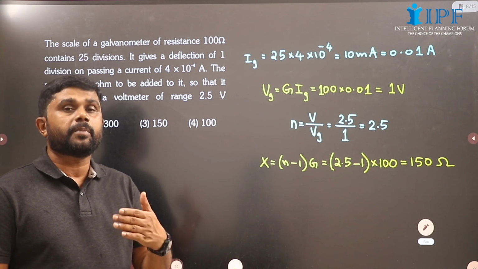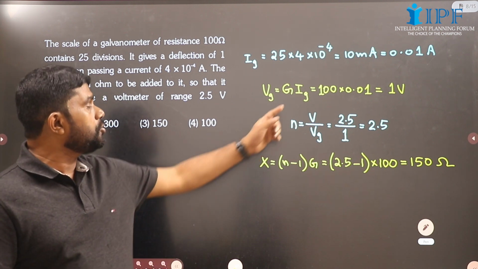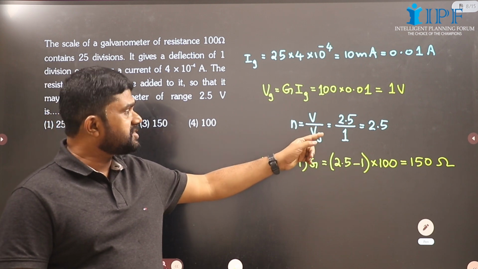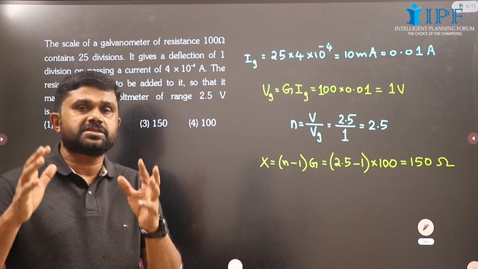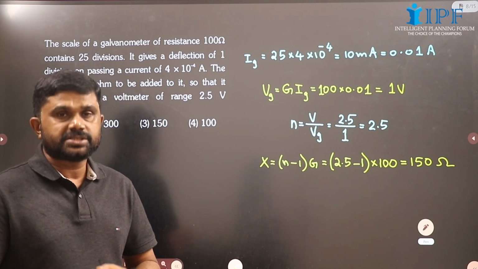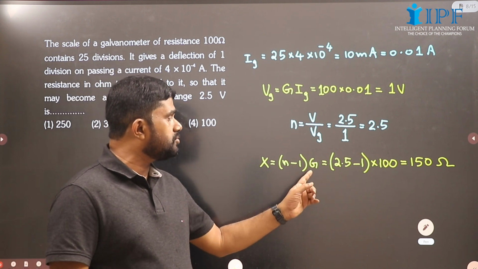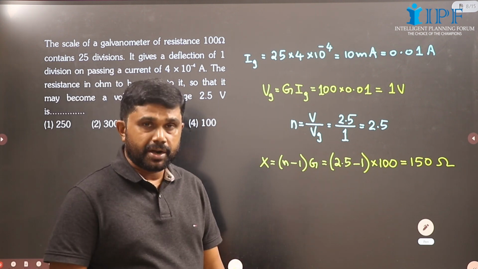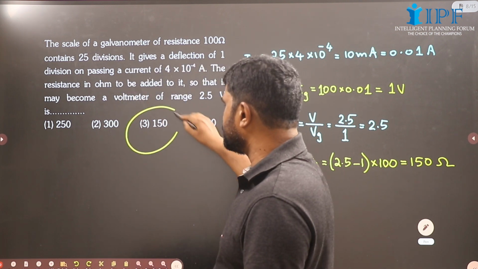Okay, so the factor by which its voltage capacity is to be increased, N equal to V by Vg, that is equal to 2.5 by 1, that is 2.5. So the high resistance that is to be connected in series, it's called a multiplier, and its value x equal to n minus 1 into G, 2.5 minus 1 into 100, that is 150. Okay, 150 ohms, this one.